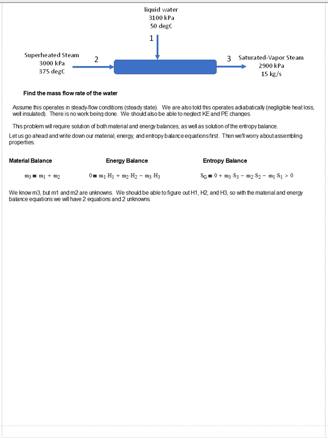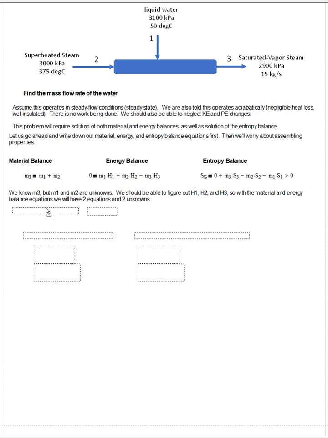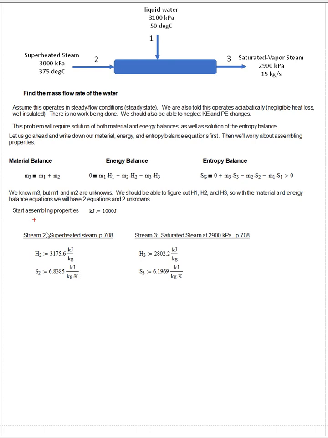So the first thing we need to do is start assembling our properties. We're going to skip stream 1 for now because it's a little more complicated. Let's start at stream 2. This is easy. It is superheated steam. We're given the pressure. It's a nice round number, so we can go to the superheated tables and look that up pretty readily. That's on page 708 if you're following along in your textbook. We can look up the enthalpy, H2, 3175.6 kilojoules per kilogram. And while we're at it, we might as well write down the entropy, even though we're going to solve that later.